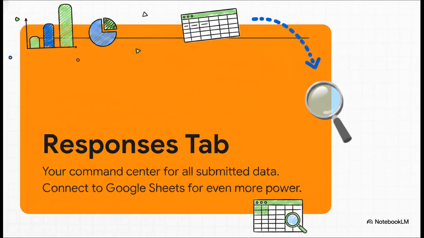So where does all this awesome info go? Well, it all lands neatly in the Responses tab, right at the top of your form. Think of it as your command center. Google even makes little charts and summaries for you automatically. And if you want to get really fancy, you can connect it to a Google Sheet with one click to really sort and analyze all that data.